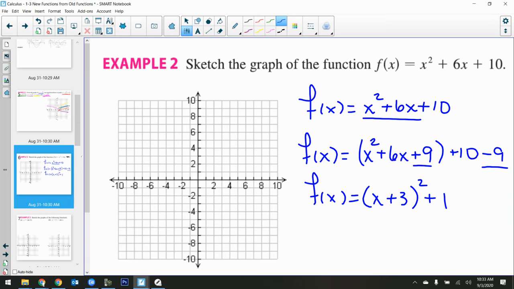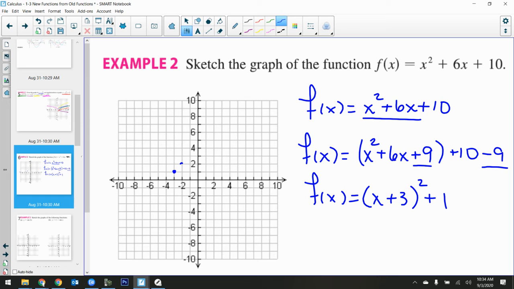So what are my transformations? I've got two transformations happening here. Up one and to the left. Very good. Up one, left three. Up one, left three. Up one, left three. And there's my vertex. And if I'm sketching, you treat this like that's your new origin point.